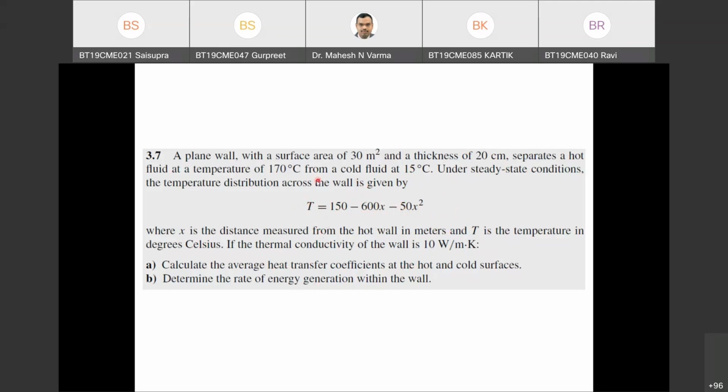What will be the surface temperature on the cold side? 28 degrees Celsius. So delta T will be 13. So you can calculate the heat transfer coefficient on the cold side. So what will be the heat transfer coefficient? You can write in the chat box if somebody is getting the answers.